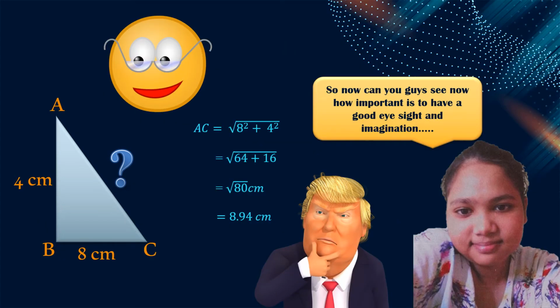So now can you guys see how important it is to have a good eyesight and imagination? And lastly, for AC, you should just sum up the lengths BC and AB. At last you'll get 8.94 cm. And guys, don't forget to write your answers in decimal point.